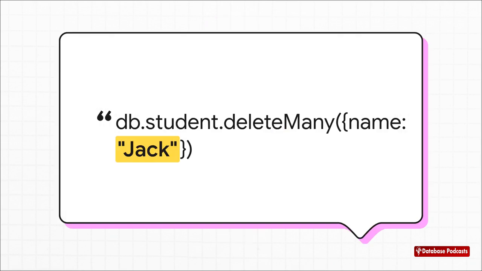Now, at first glance, the syntax here looks almost exactly the same as what we just saw. We call deleteMany, and we pass in a filter. But the behavior? Totally different. That filter, name equals Jack, now acts as a condition to find and remove every single matching document in the collection, not just the first one it stumbles upon.